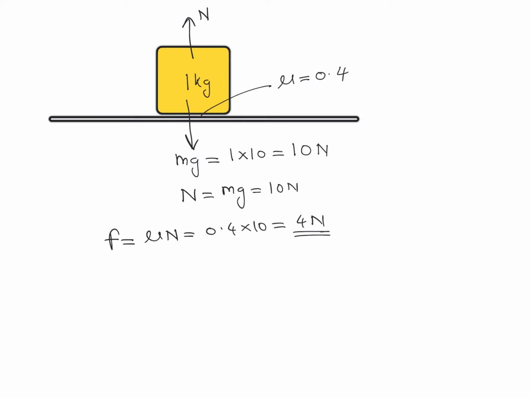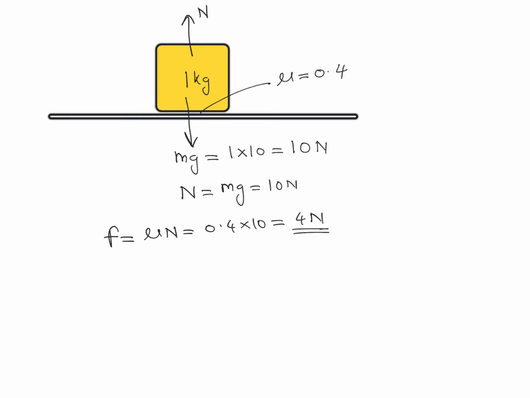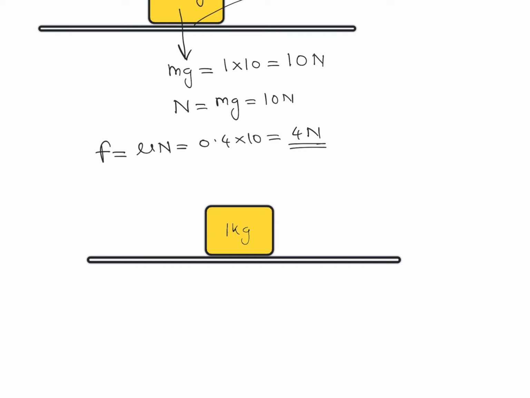Now let's see whether the frictional force acting on this block is 4 Newton or not. So consider the similar situation over here. We have an object of mass 1 kilogram which is kept on a surface. The coefficient of friction between these two surfaces is 0.4. Now our aim is to find the value of frictional force acting on this object at this instant. Over here we are not exerting any external force on this object, so this object is not trying to move.